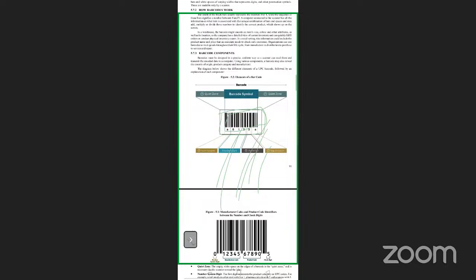And next we have the number system digit. And you can see that number system digit, the first digit, represents the product category on the UPC code. For example, if you can see here, 0 or 1 means retail product. And if it is a pharmaceutical product, it will start with 3 and coupons with 5.